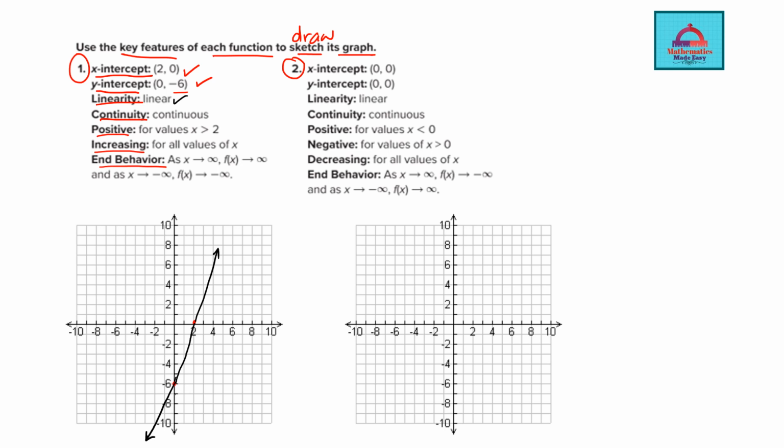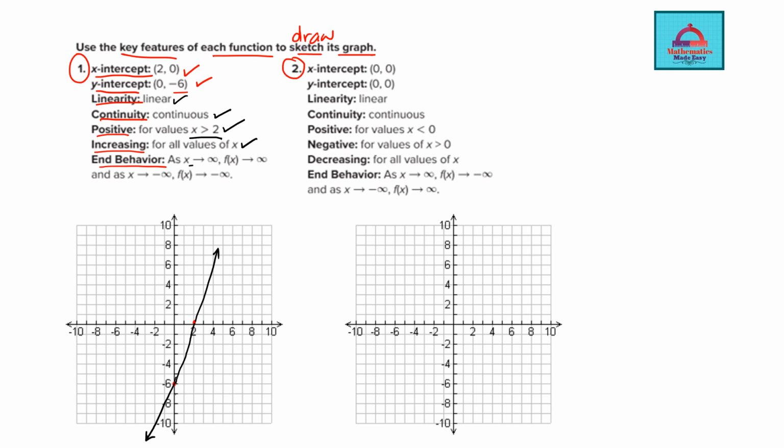And now let's check whether this graph has the other features too. So definitely the graph is a straight line, or linear, and it is continuous. It is positive for values of x more than 2. So on the right side where x is becoming more than 2, like x equal to 3, 4, 6, it is above the x-axis. So definitely it is positive. This is true. This is an increasing graph for all values of x. It's quite clear. And let's check whether the end behavior is true or not.